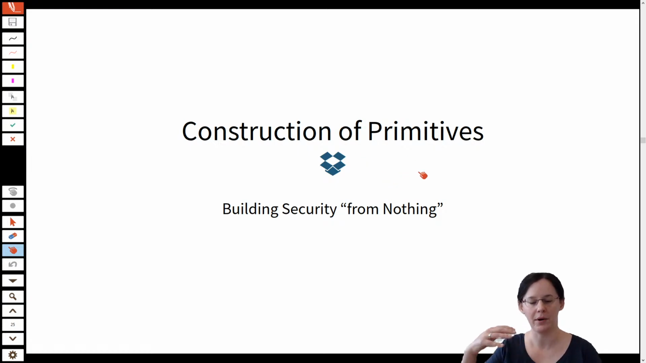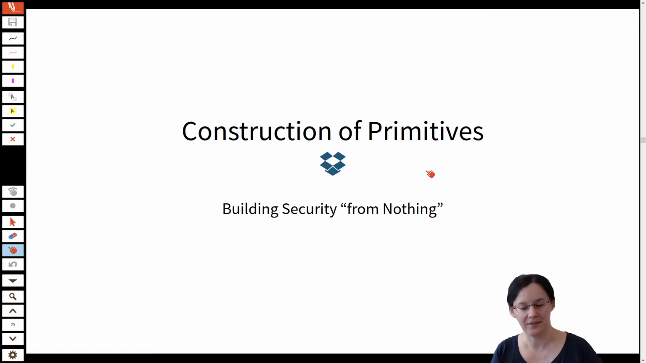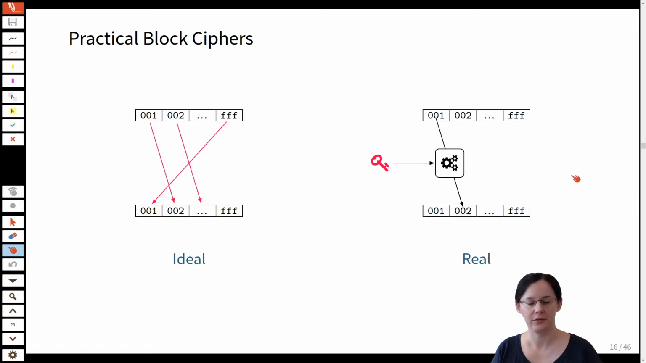And everything above it tries to prove its security based on the security of the primitive. So the primitive is really the foundation of this whole building. If it collapses, everything above collapses. And it has, of course, a difficult job because it's supposed to build security from scratch. So what is the thing that we are trying to achieve here?